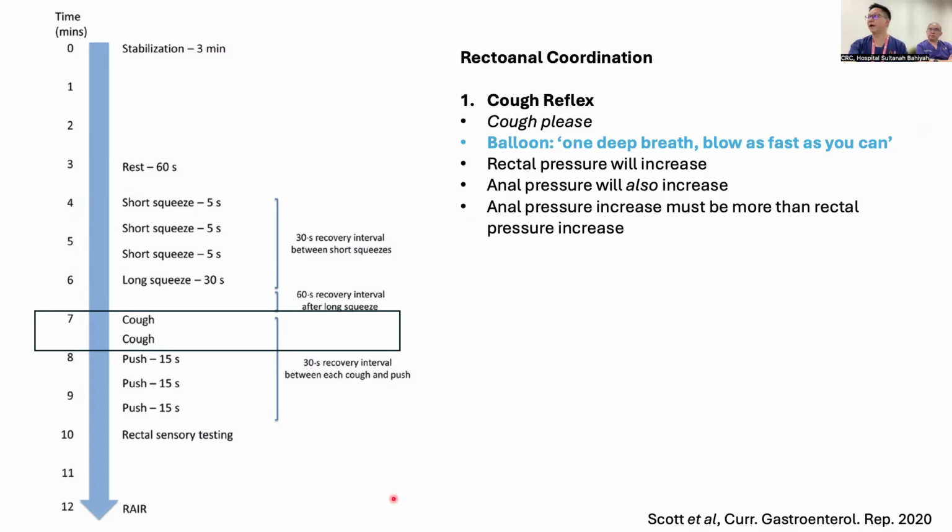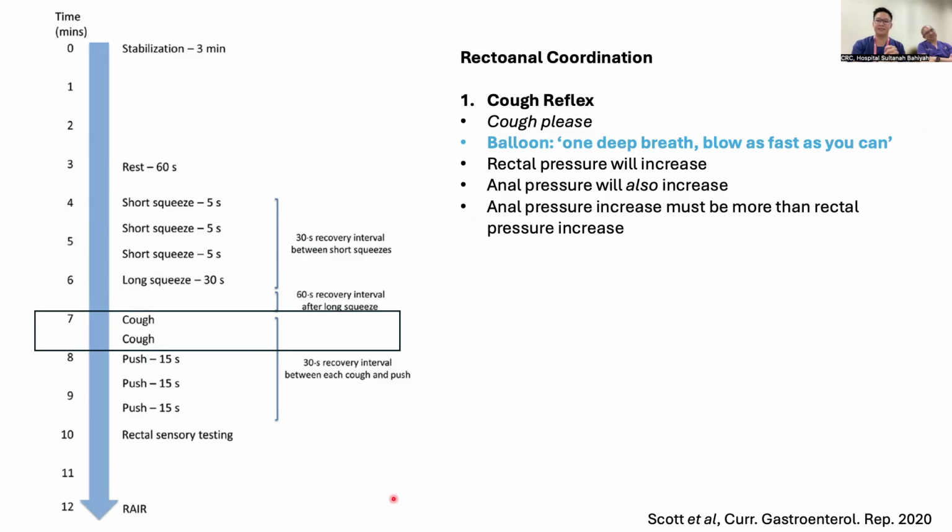A normal cough reflex means that both increase, but the anal sphincter pressure increases more than the rectal pressure. Now, in our setting, what we find is that there are so many types of cough. You can have a very cute, a very demure, a very polite cough. You can also have a cough like a typical alpha male, and the results become very unbalanced.